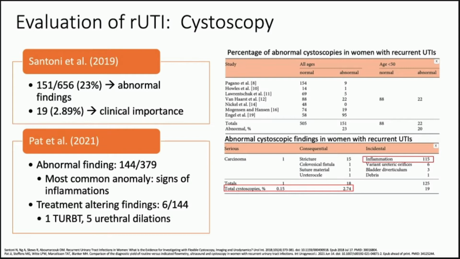Pat and colleagues also performed a retrospective cohort study looking at 593 patients with a history of recurrent UTIs across 2 different hospitals. In their study, cystoscopy was performed in 379 patients, and of those, abnormal findings were noted in 144 patients. Again, the most common finding was signs of inflammation, but they found that 6 out of the 144 patients had a treatment-altering finding that led to a TURBT and 5 urethral dilations.